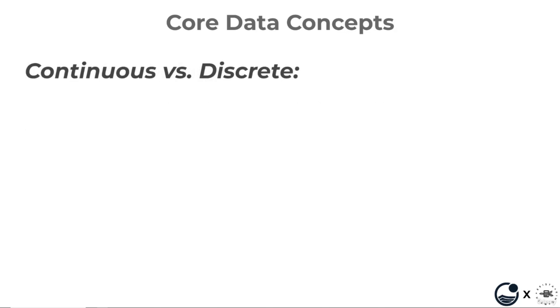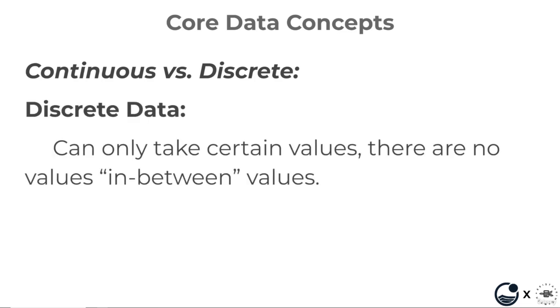Let's begin by discussing continuous versus discrete data. So what is discrete data? Formally speaking, you'll often see discrete data described as it can only take certain values. And I like to think of it as there's no values in between values. So let's give you an example of this.